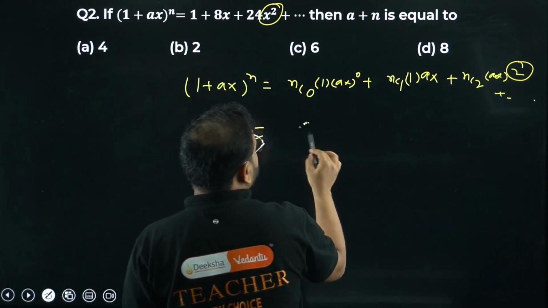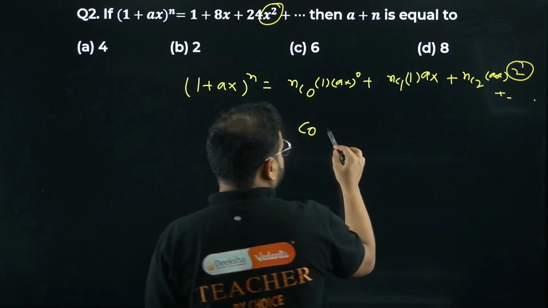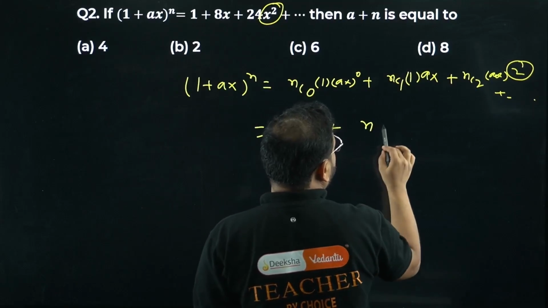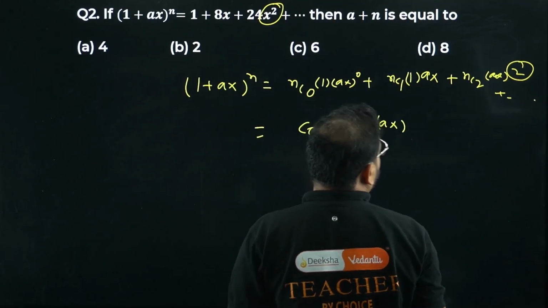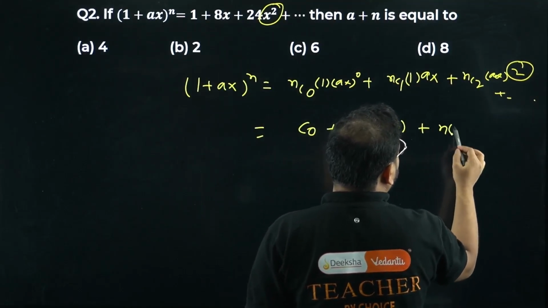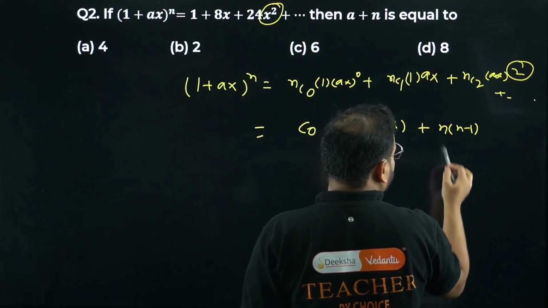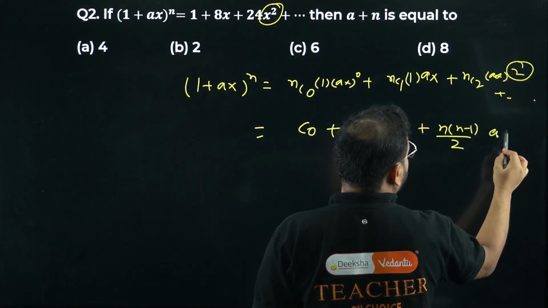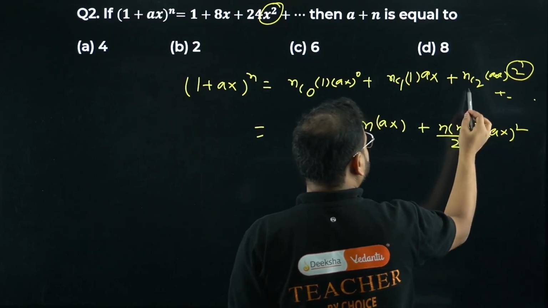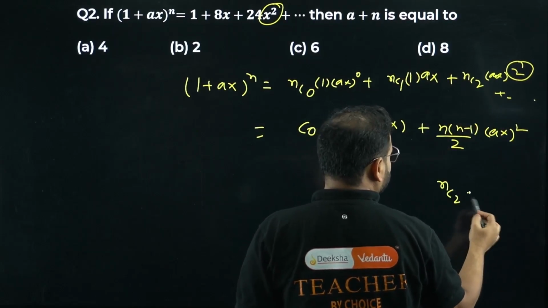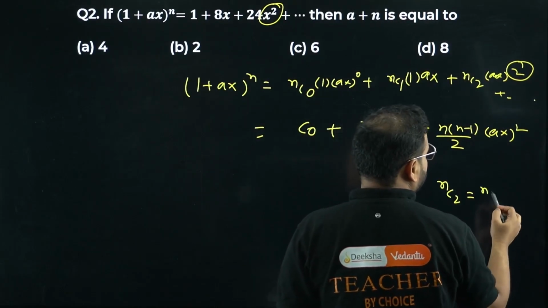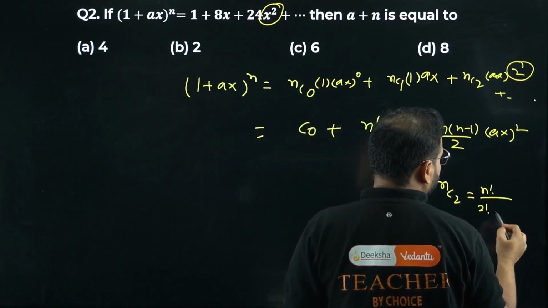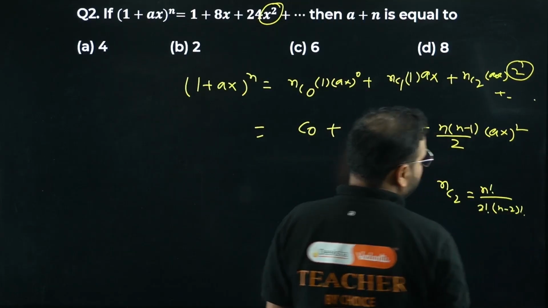And I simply write this as c0. For this I'll write n ax. And for this I'll have n times (n minus 1) by 2, (ax) the whole square. If you're asking me how, please write this: nC2 equals n factorial upon 2 factorial times (n minus 2) factorial.